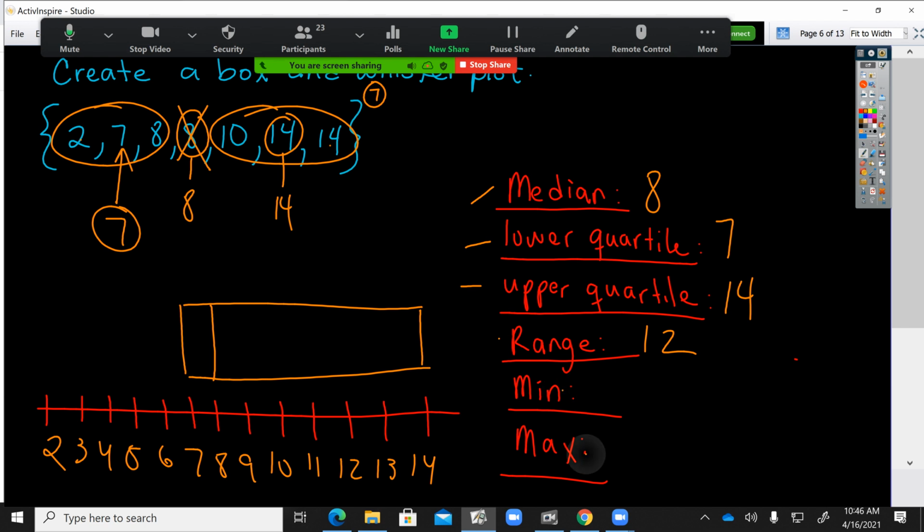Now, the minimum and maximum are the only things missing here. The minimum is the smallest number, which is 2. So you put a little line on 2 and connect it to your box. We're done with this left side. Now the right side, the maximum would be 14. But in this case, it's already touching 14. So I don't have to extend the whisker to touch 14. It's already on 14. So we're done. This is our box and whisker plot.